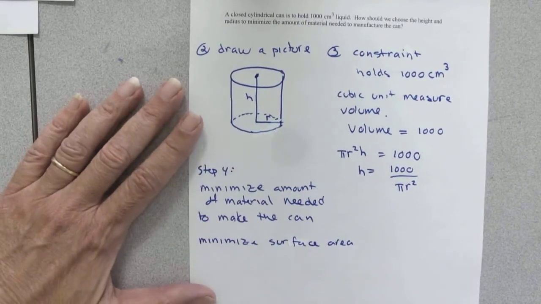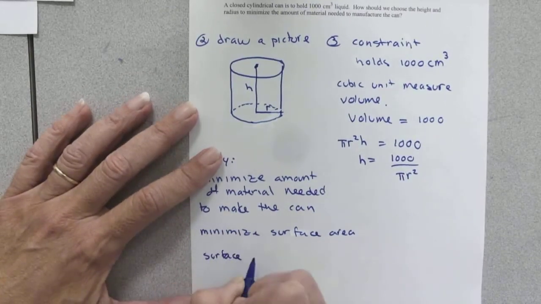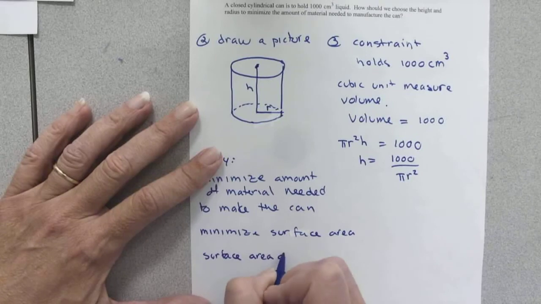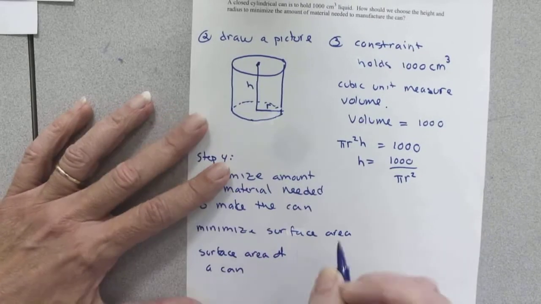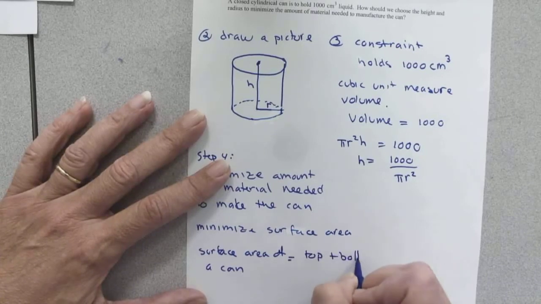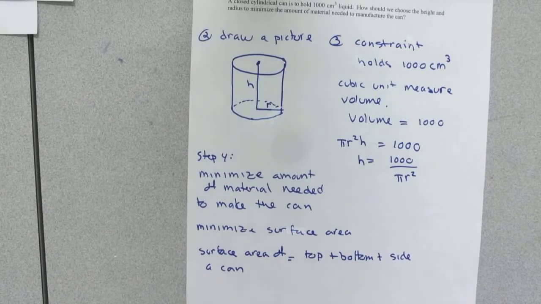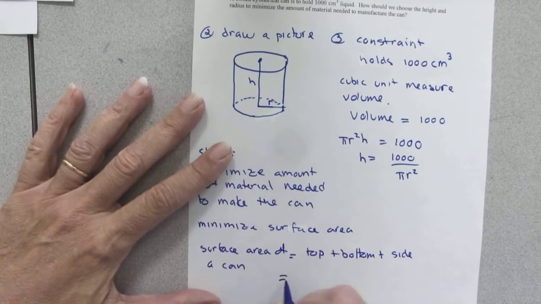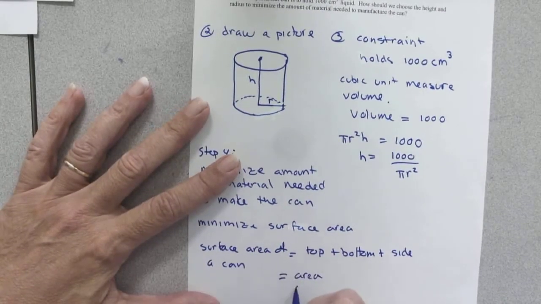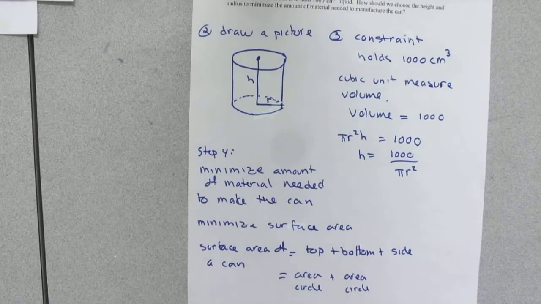So now we've got to decide what surface area is. Surface area of a can. Well, that would be the top plus the bottom plus the side. Well, the top and bottom are both circles. Area of a circle, area of a circle. The side, however, I'm going to try to do something here.